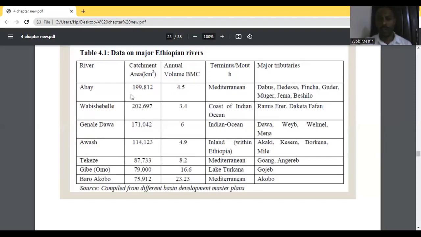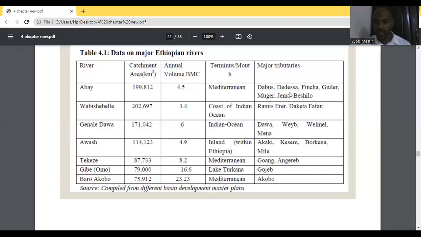But in terms of Africa and distance, the Abay or Nile is the longest river. It has tributaries. This is the Mediterranean system. The reference material classifies the Ethiopian drainage system into the Mediterranean drainage system, the Indian drainage system, and the inland drainage system. This is the reference material classification we have known before.